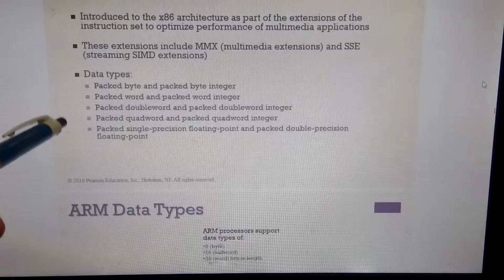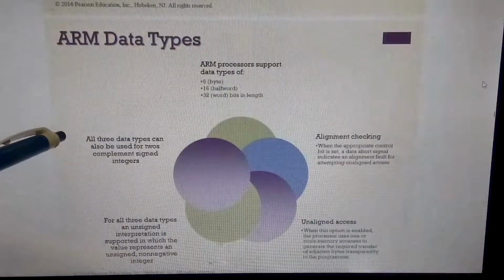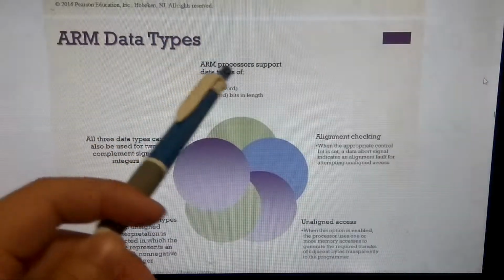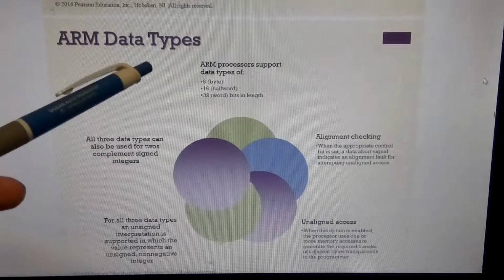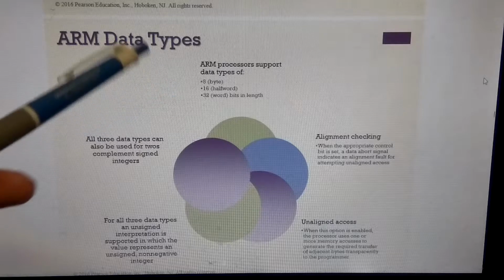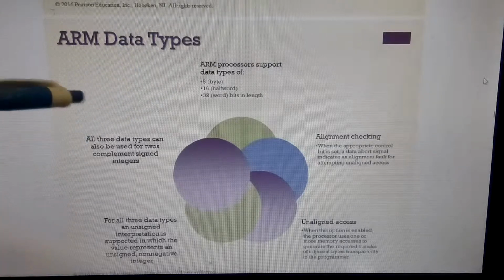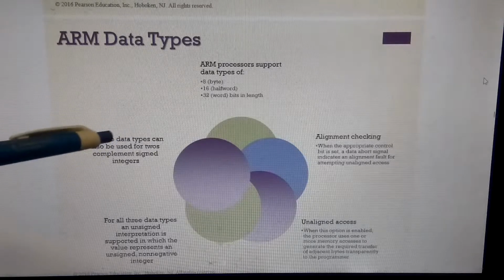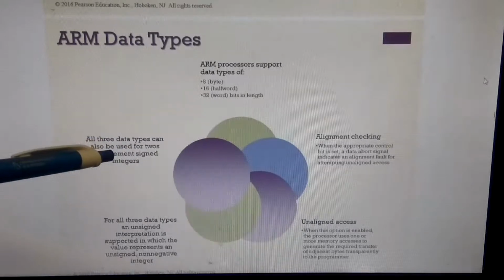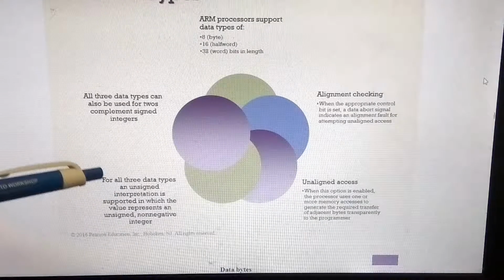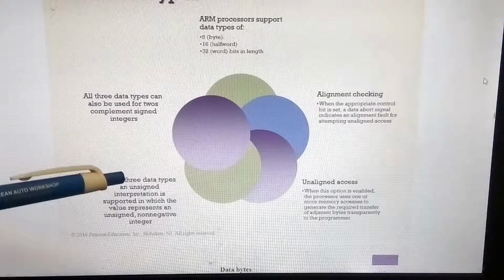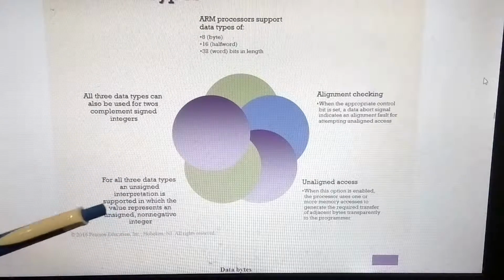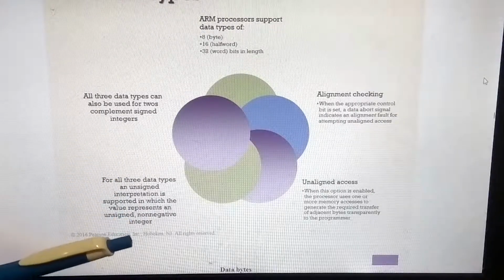And next we will move on to the ARM data types. The ARM processor supports data types of 8 bits, 16 bits, and 32 bits in length. All three data types can also be used for two's complement signed integers, and for all three data types, an unsigned interpretation is supported in which the value represents an unsigned non-negative integer.